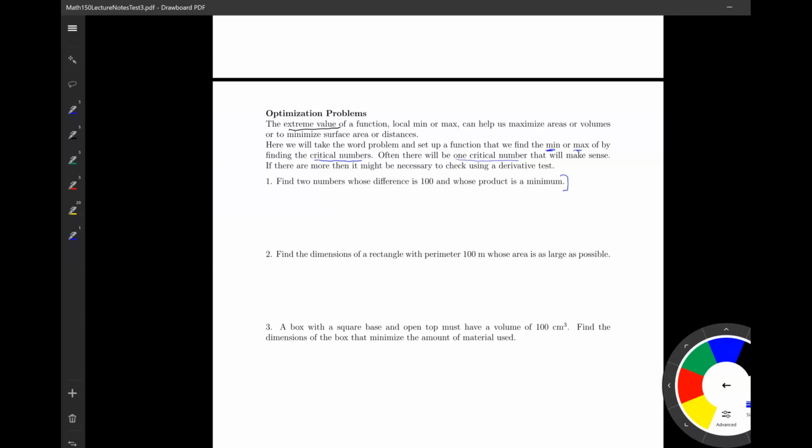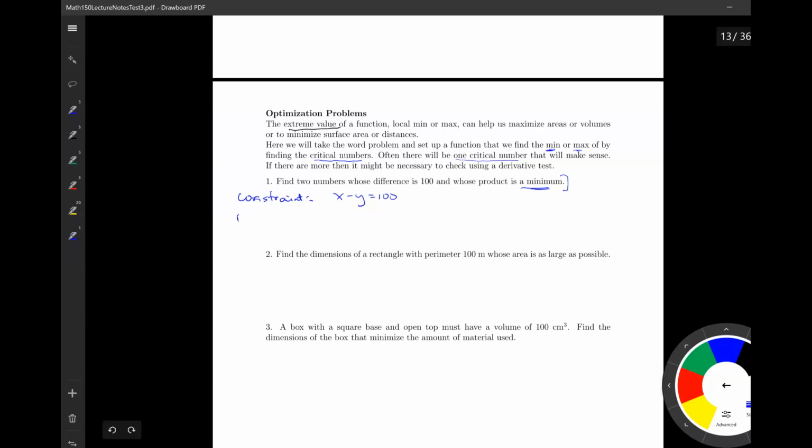So many times we're going to have two equations. One I'll call the constraint. The constraint is going to be that which we are restricted by. So two numbers whose difference is 100. So x minus y is equal to 100.